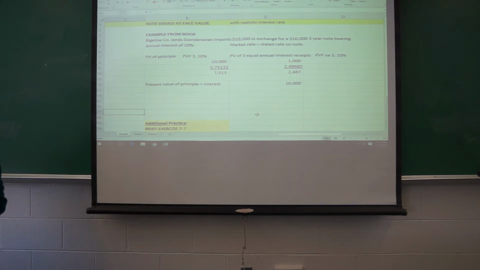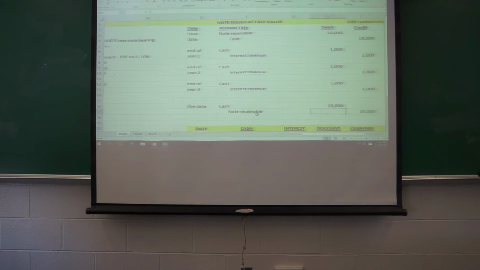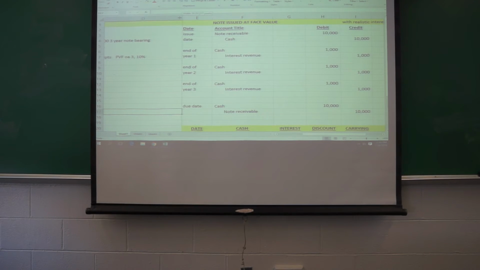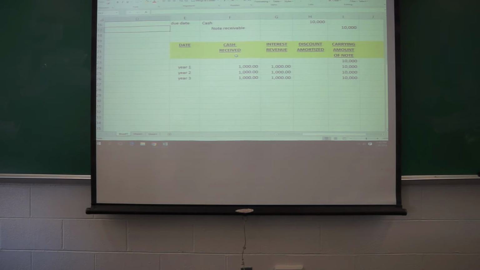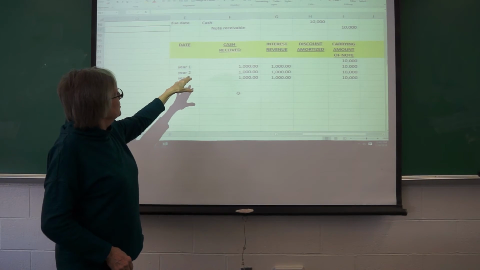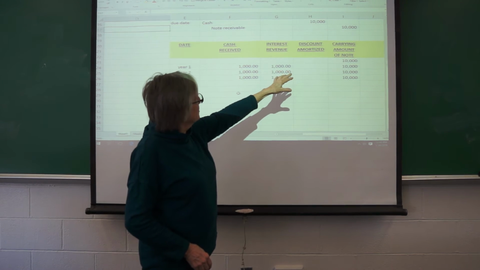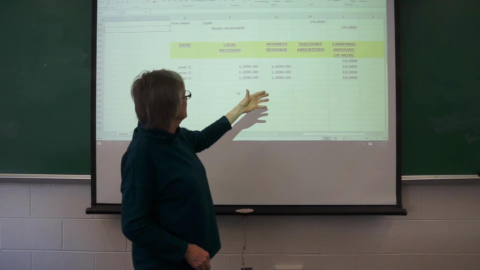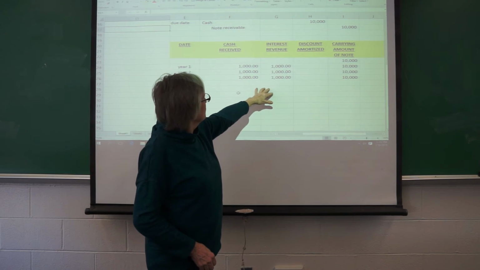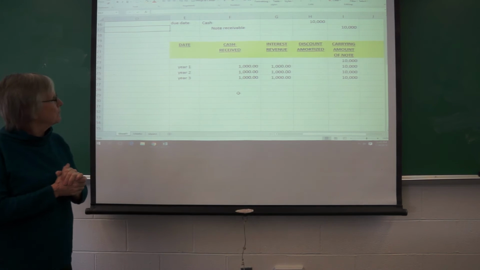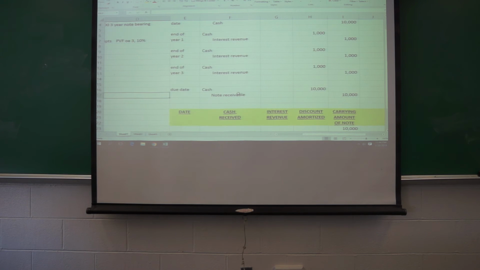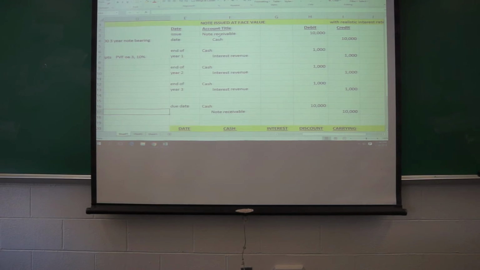Okay, so now what do we do with this problem? Let's go over and take a look. I usually start by trying just to figure out what's going on. And you're going to have to set up little charts like this for each note. So in year one, you start out with the carrying value of the note at 10,000, and that's going to be true right up until the note is paid off. Each year they're going to receive $1,000 interest, and that's going to be interest revenue on the note for each of the 3 years.